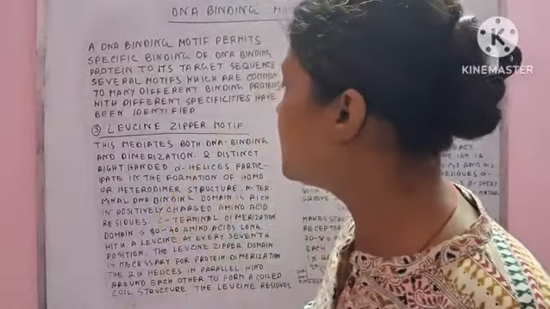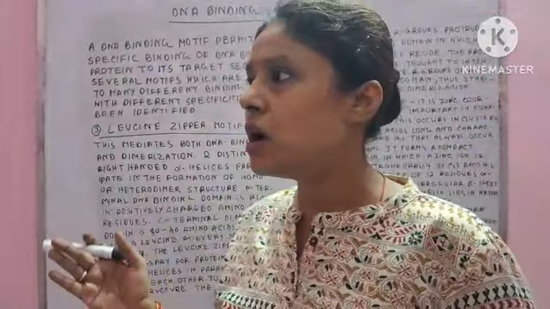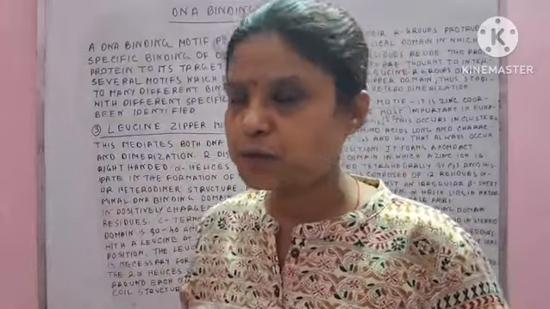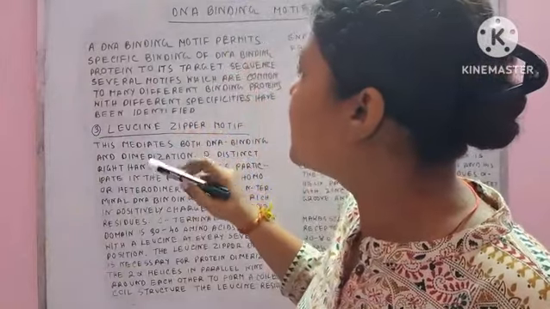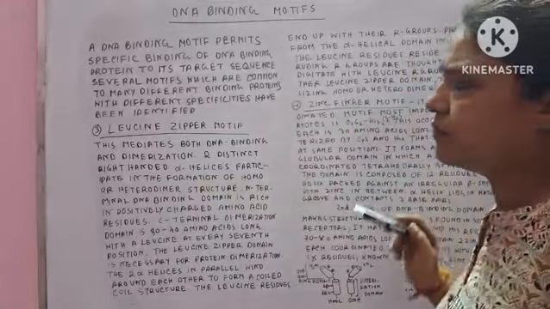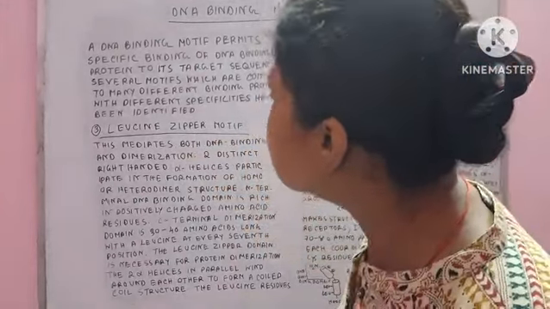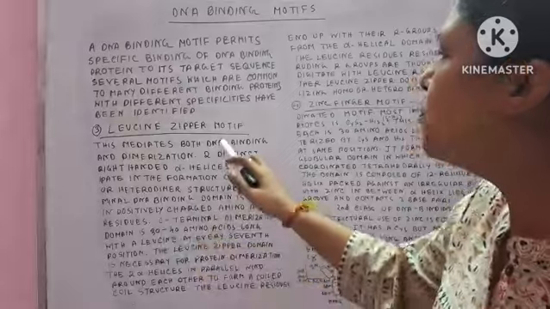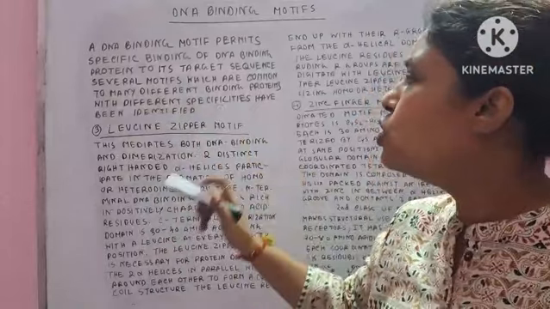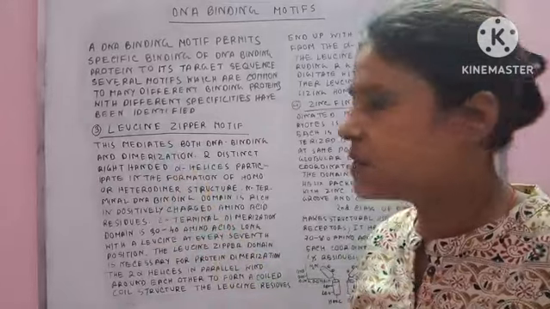This video is about DNA binding motifs, and there are four kinds of motifs. Two are already explained, so the remaining two have to be explained now. The third one is the leucine zipper motif, and the fourth one is the zinc finger motif. The leucine zipper motif mediates both DNA binding and the dimerization process of the protein.